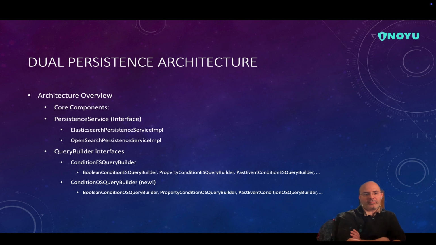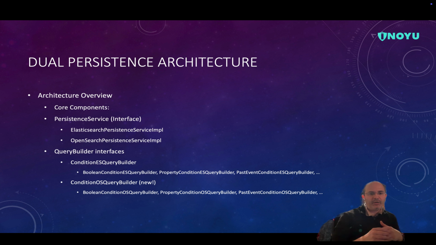From an architectural point of view, we now have two implementations of the persistence service. The OpenSearch one is the new one. And on the query builders, these are the classes that transform the tree of conditions that we send in a request or store in a rule into actual requests for Elasticsearch or OpenSearch.